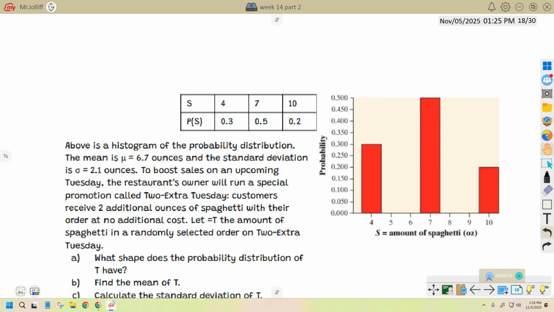Above is a histogram of the probability distribution. The mean is 6.7 ounces. The standard deviation is 2.1 ounces. To boost sales on an upcoming Tuesday, the restaurant's owners will run a special promotion called 2 Extra Tuesday. Customers receive 2 additional ounces of spaghetti with their order at no additional cost. Let T equal the amount of spaghetti in a randomly selected order on a 2 Extra Tuesday.